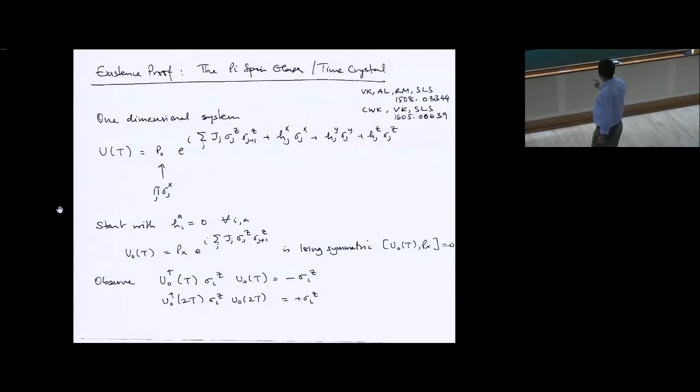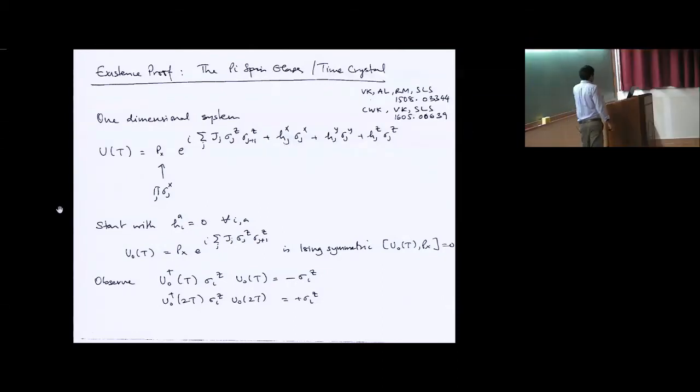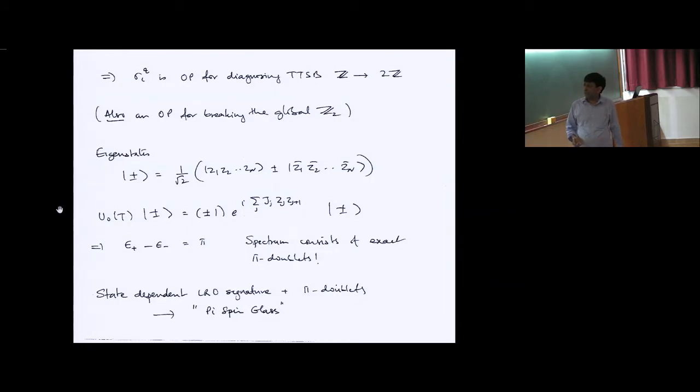So the last thing I want to say is how do I detect this in an experiment, and how was it detected in an experiment. The sort of thing you want to do is to prepare some general initial state, evolve it, and see what it does. So as an example in this special case, if I prepared one of these states, then what you would see is up, down, this pattern, and then you could measure this pattern, and that's essentially what's done in experiments.